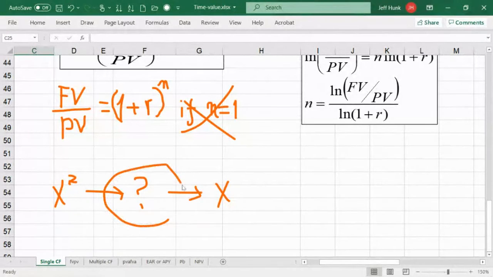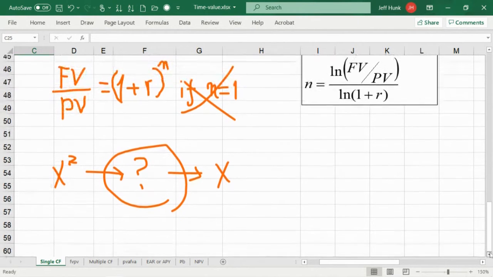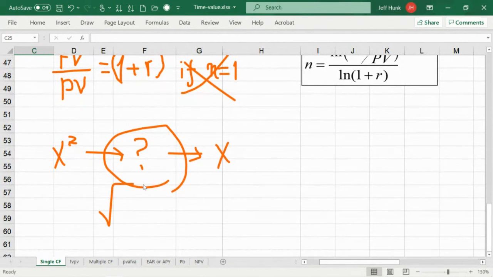In other words, this process to turn x squared to x is to take the square root of x squared. In other words, what's the root, right, of the square term? That's why it is called square root, right?